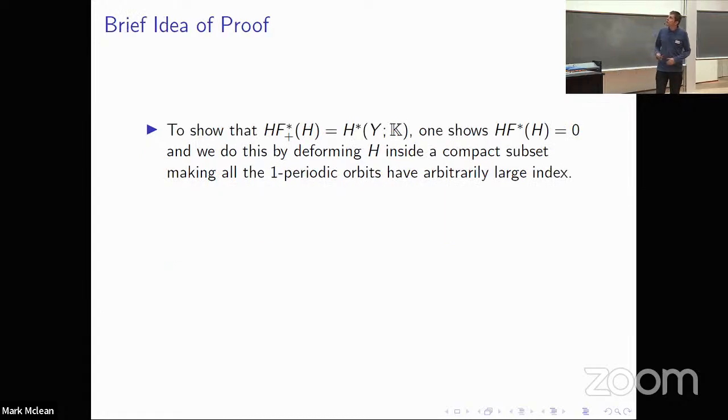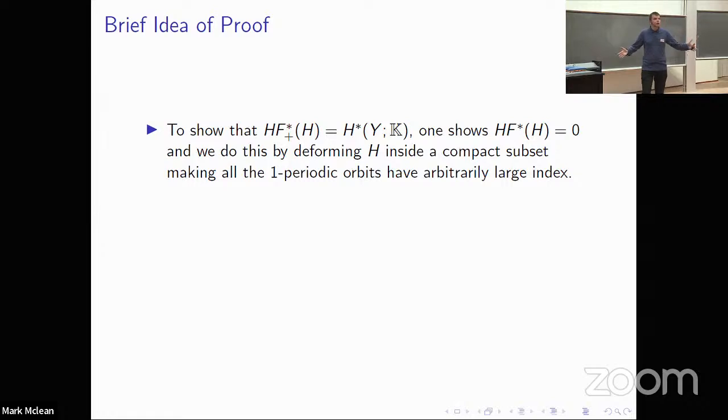Okay, so recall I said there's a long exact sequence between HF star plus, HF star, and the cohomology. To show that it's isomorphic to cohomology, you just have to show that the original Floer cohomology group is 0. It vanishes. And then we use a nice property of Floer cohomology: if I deform my Hamiltonian in a compact set, it doesn't change the Floer group.